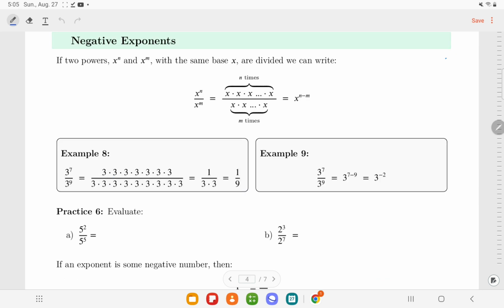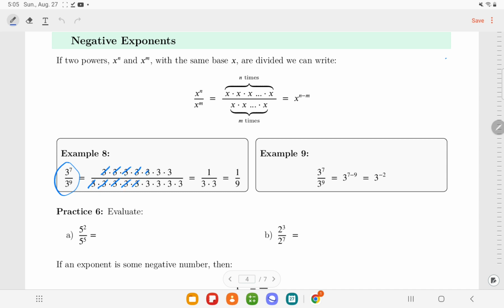And now you're ready for negative exponents. So this is probably something you haven't seen before. So how do we get negative exponents? Look at example 8. We have 3 to exponent 7 divided by 3 to exponent 9. We can rewrite it as repeated multiplication, and we can reduce it. Cancel, 3 divided by 3 is just 1.